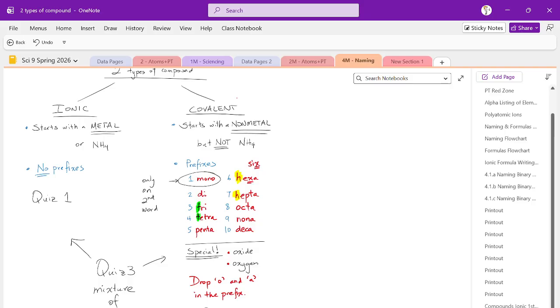You said that everything on this side of the staircase is non-metal. We are going to ignore the metalloids. So, non-metals. Just make them non-metals. Just make your life easy for this unit, okay?